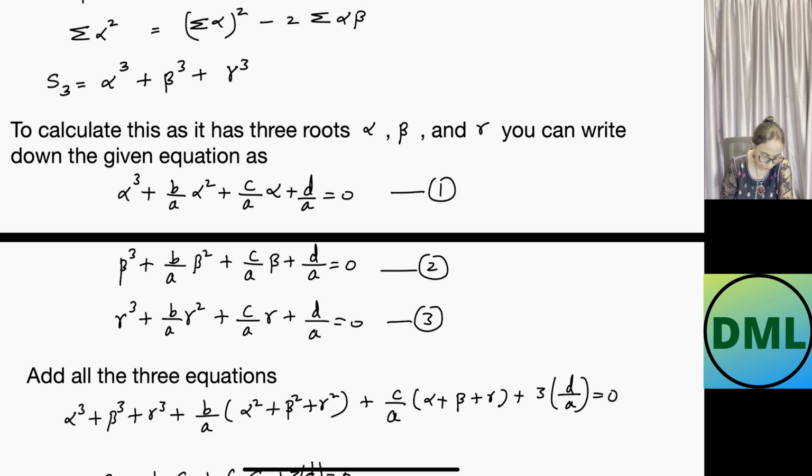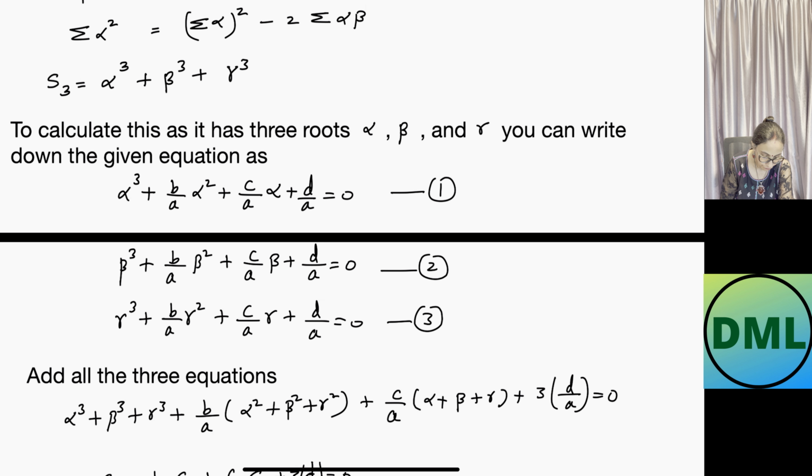Alpha cube plus beta cube plus gamma cube will be written as S3. Alpha square plus beta square plus gamma square will be written as S2. Alpha plus beta plus gamma is S1, and this is 3 times of D by A is equal to 0.